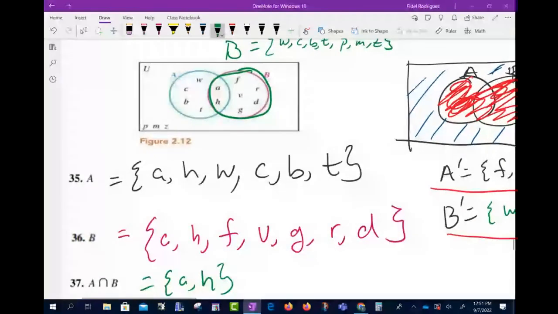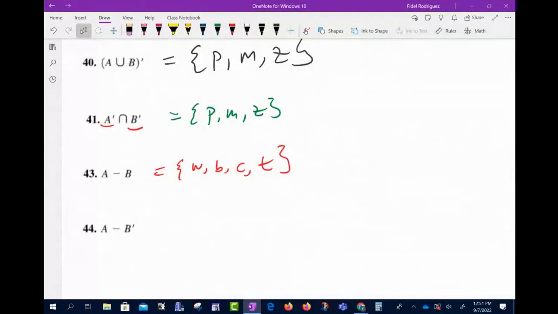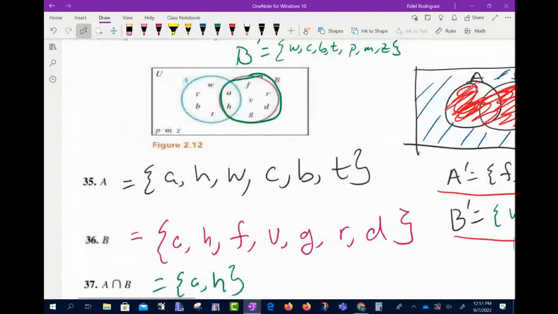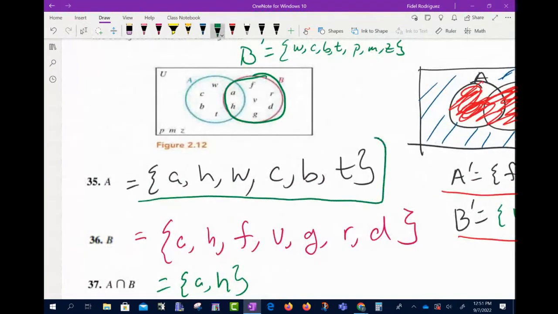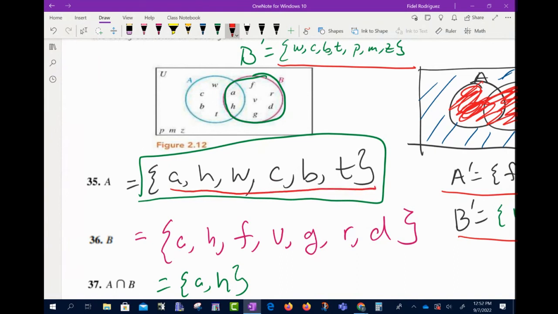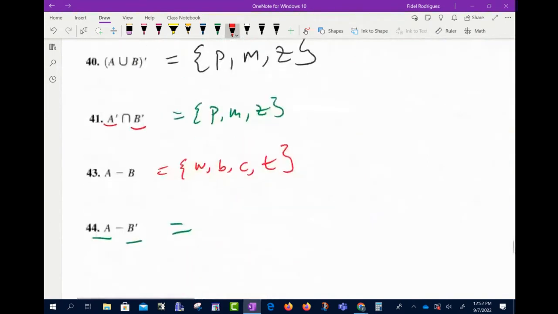And now, if you remember what we're looking for is A minus B complement. In the very first problem we made a list for A. A was right here. Here is our B complement right here. I want to pick letters that are here, but that are not over here. So I'm only going to pick from this group. Y'all agree I would pick A and H? But would I pick the W, C, B, T? No, right? So it's just going to be A and H.